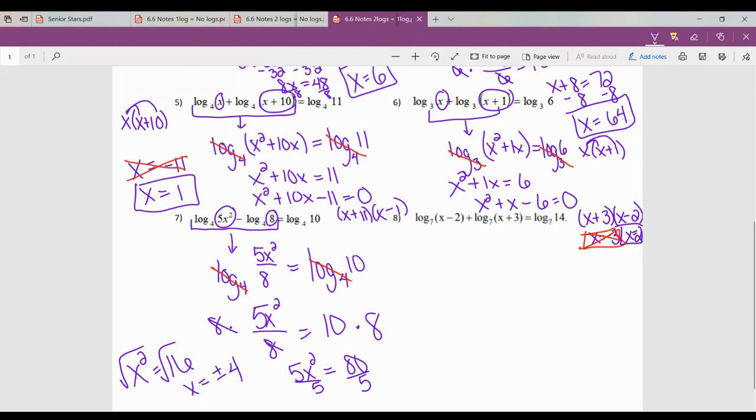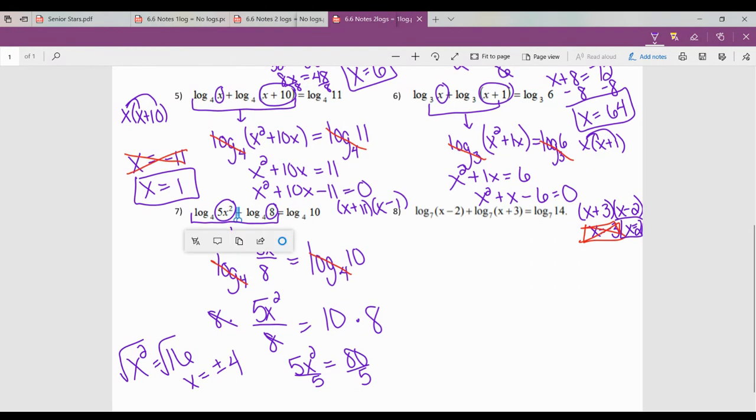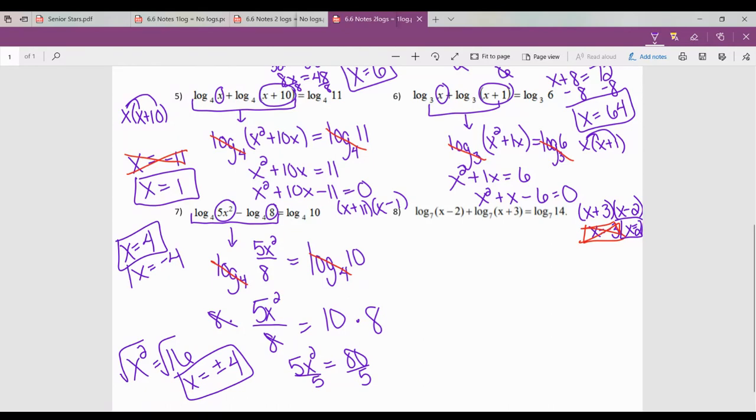Do both of them work? Well, if I plug in positive 4, squared is positive 16 times 5 is 80. That works. What about negative 4? Negative 4 squared is going to be positive 16. So actually, in this case, both of them work. So x equals positive 4 and x equals negative 4. So we've got two solutions for that. Okay. All right, last one.